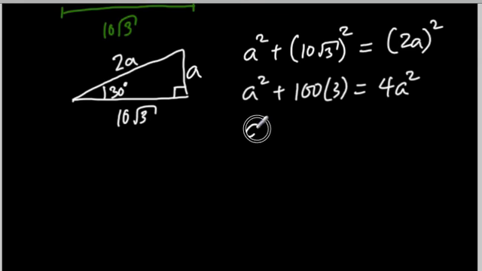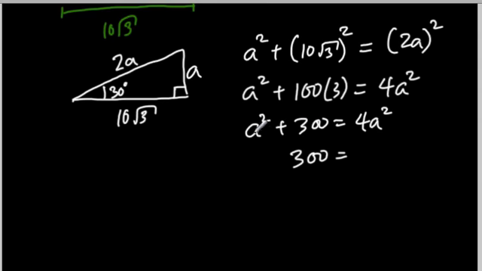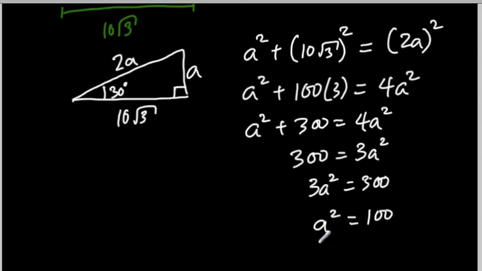So let's try to solve this. A squared plus 100 times 3, which is 300, is equal to 4A squared. Now, you want to bring all the A squares to one side. So I'm going to subtract the A squared from this side and from that side. In other words, 300 is equal to 4A squared minus A squared, which is 3A squared. I'm going to rewrite this as 3A squared is equal to 300. I just switched their positions to make it easy. Then, before you can find A squared, you have to divide by the 3. So A squared is equal to 300 divided by 3, which is simply 100. So A is just the square root of 100, which is equal to 10.